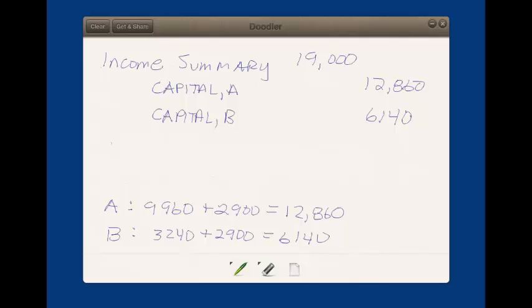In the next Learning Unit, we'll cover the admission and withdrawal of partners.